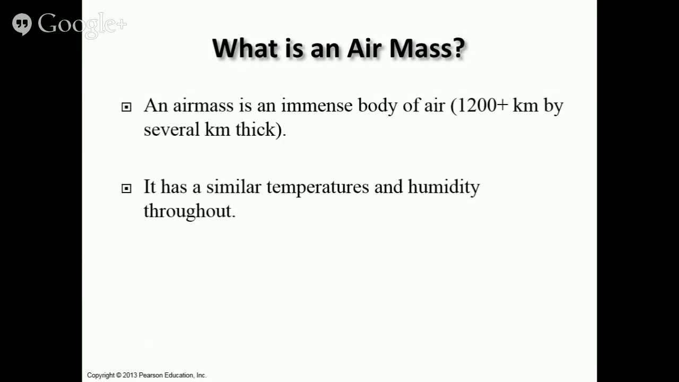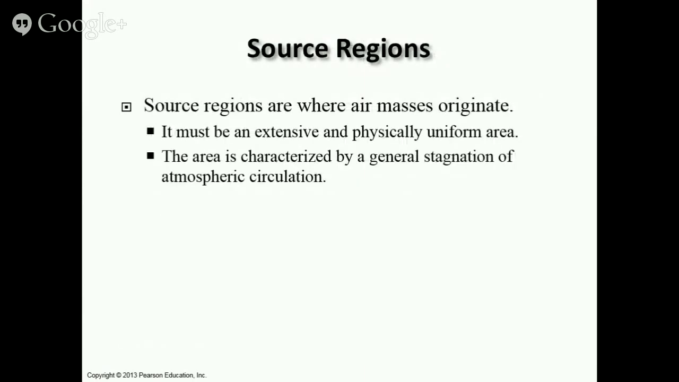So let's get started with what is an air mass. An air mass is a large body of air. It's got similar temperatures and humidities throughout that. We have to have certain source regions, and those source regions are fairly intuitive. They need to have similar surface coverings. They need to have flat terrain.